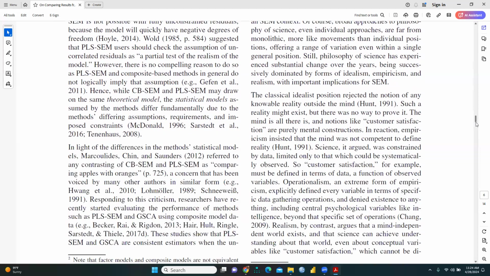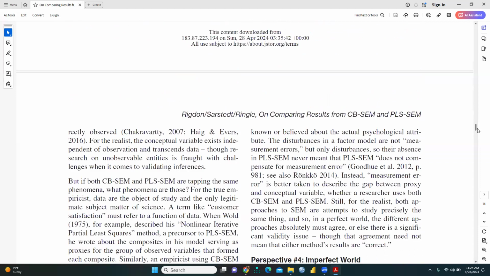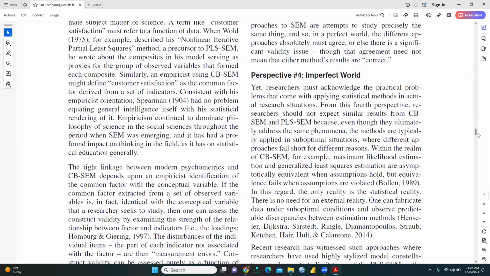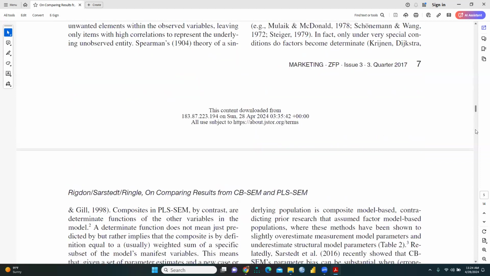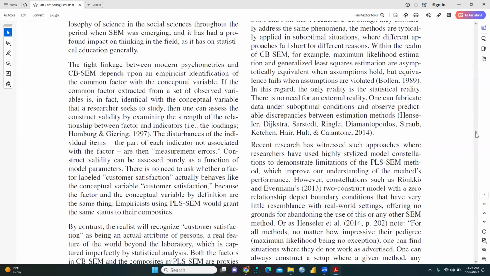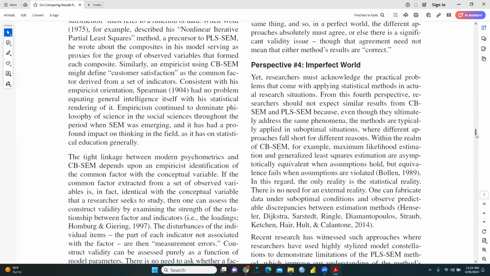We are talking about one particular paper. Next, we come to the fourth perspective, the imperfect world. Imperfect world means we acknowledge the practical problems that come from applying statistical methods in actual research situations, at the time when we are running our data in these software packages.